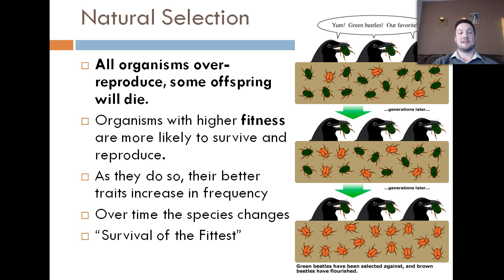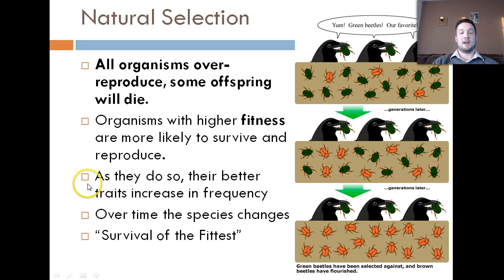And that's a really important idea, because since some offspring are going to die and some are going to survive and reproduce, it kind of begs the question, who is going to be able to survive and who is going to reproduce when the others around them are dying and not reproducing? And that is going to be the organisms with a higher fitness level, those with the best traits. They are going to be able to survive and reproduce when others can't.